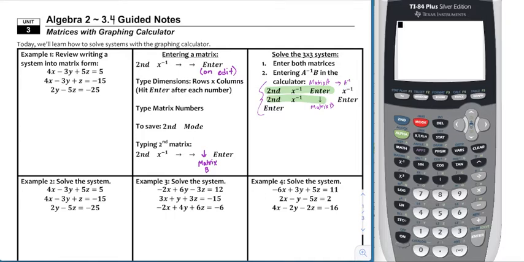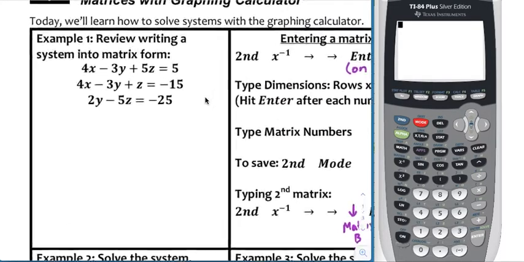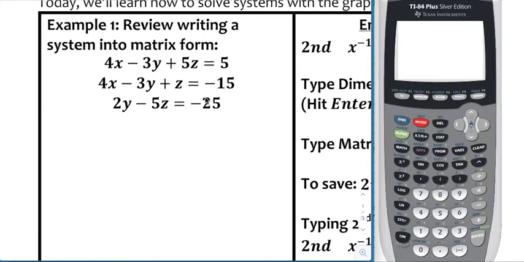So today we're going to be doing 3.4 guided notes. We're doing matrices with a graphing calculator. So I've got my calculator here we can show you, and then I'm going to show you the notes here as we go along. So just to get us started, we want to talk about how to write a system in a matrix. And notice you'll see x, y, z, and then they're all equal to this constant.